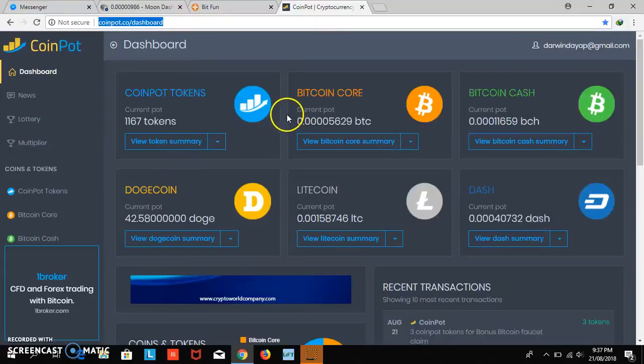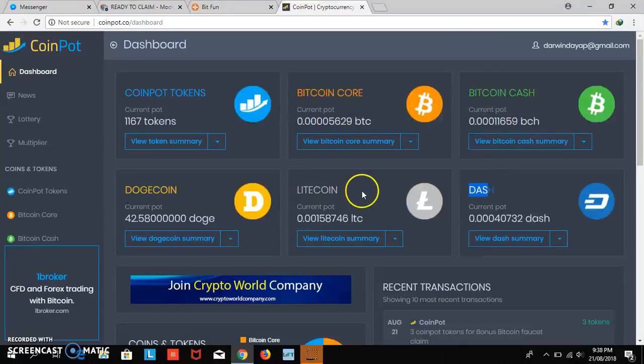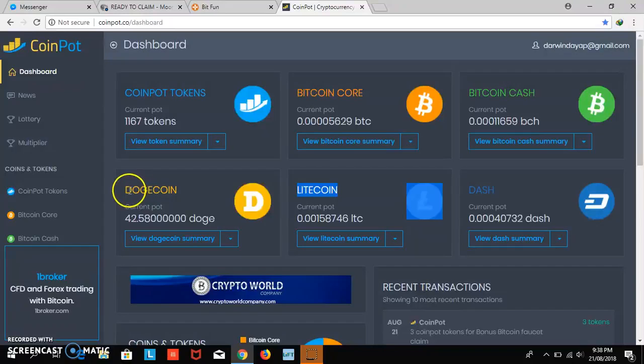Hello guys, this is Darwin again, and this is how to earn Bitcoin in Coinpot. In Coinpot we have Bitcoin Core, Bitcoin Cash, Dash, Litecoin and Dogecoin.